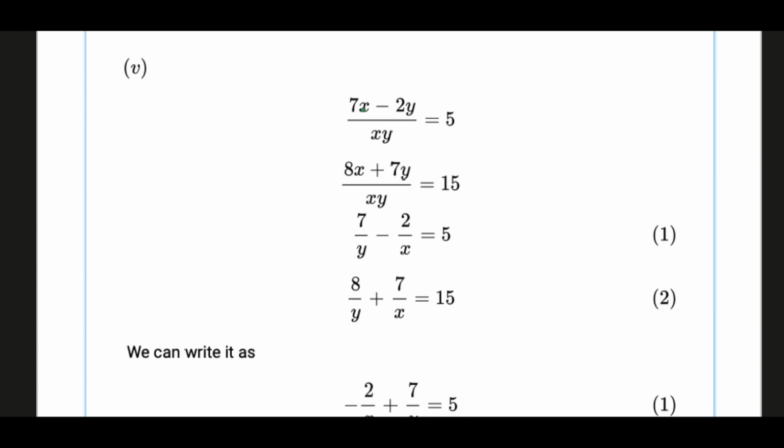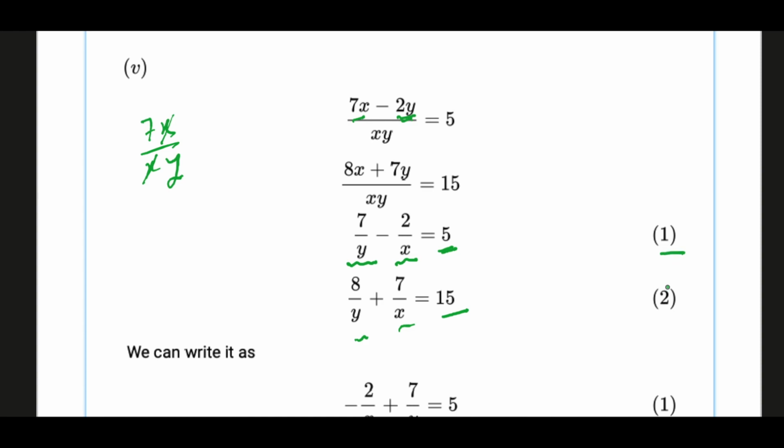Our next question here is 7x minus 2y by xy equals to 5 and 8x plus 7y by xy equals to 15. Now you see that this is not in the linear equation form. So what we'll do is first of all we will divide our equation by xy. So this 7x divided by xy, this x can cancel out, so we will only have 7 by y. Similarly we will remain here with 2 by x. This will again be equal to 5. In the second equation it is 8 by y plus 7 by x equals to 15.